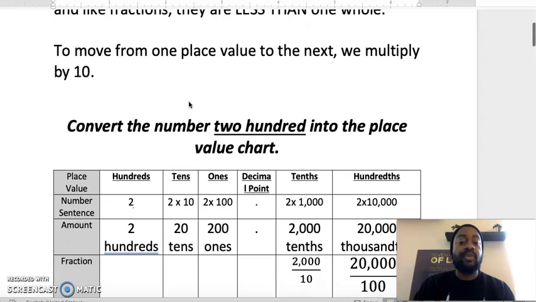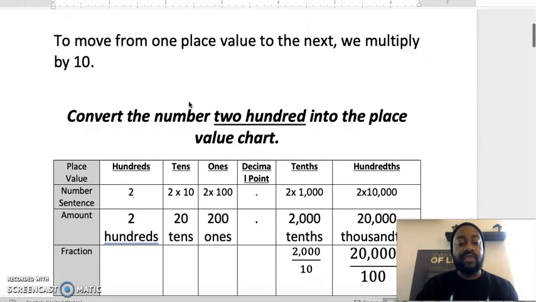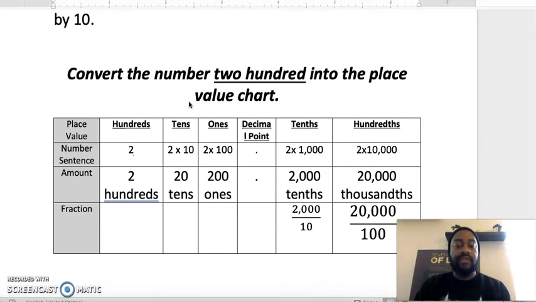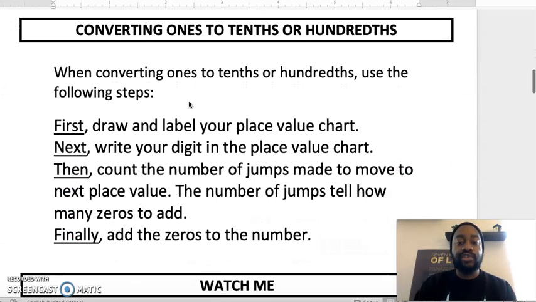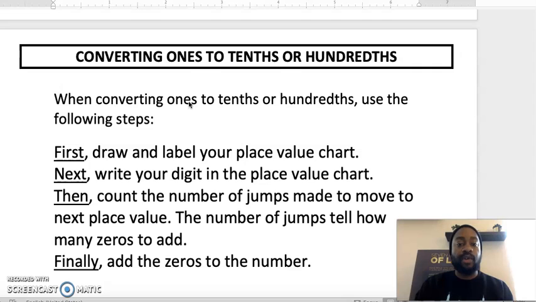We know that when we're moving from place value to place value, we can multiply by 10 for every place value we are counting. In order to show how to move from whole numbers to decimals or fractions, we follow these steps. We first draw our place value chart. We always have to start by drawing. This is why you should have scratch paper right next to you to do your work.